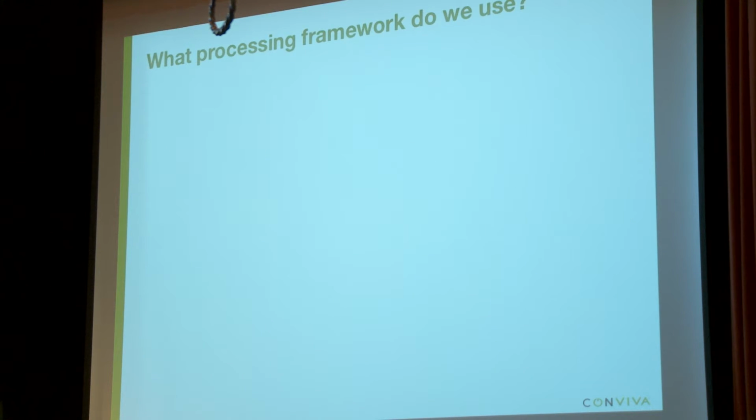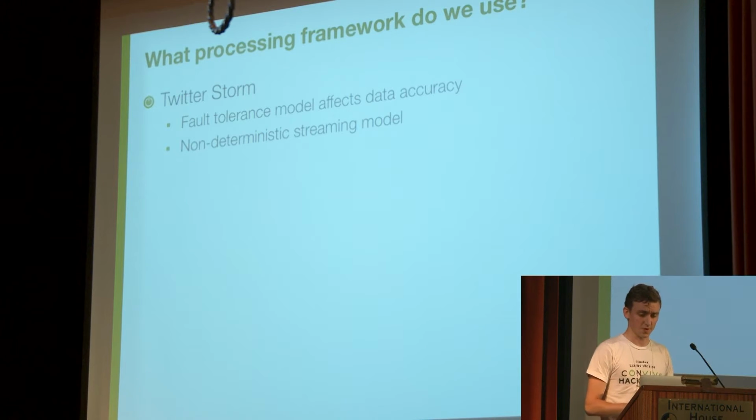So this brings us to the question of which processing framework we use. This is a big problem to solve. We considered Twitter Storm. One of the core issues with this, though, for us was that the fault tolerance model affects accuracy. By replaying these messages later, you could introduce skew to your data or your calculation of these statistics and potentially adversely affect the decisions that you're making. In addition to that, it's a non-deterministic streaming model, which frankly is unpleasant to work with for these sorts of problems, especially if things go wrong.